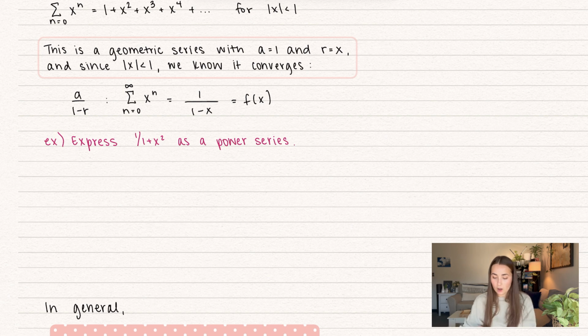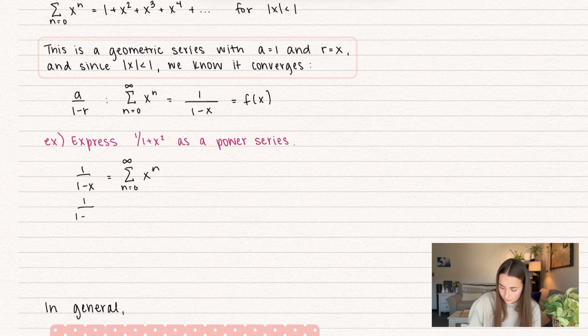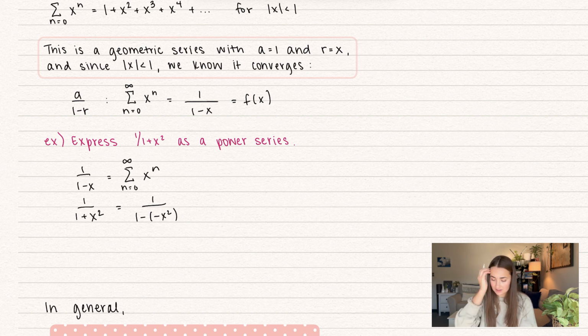So now we're going to go ahead and use this. We want to express 1 over 1 plus x squared as a power series. So what we're going to do is use the fact that 1 over 1 minus x is equal to the summation n equals 0 to infinity of x to the power of n. We want to change our function so it looks something of this form. So here we have 1 over 1 plus x squared. The first thing I want is to have 1 minus. So what I can do is subtract a negative. So 1 plus x squared is equivalent to 1 minus negative x squared.